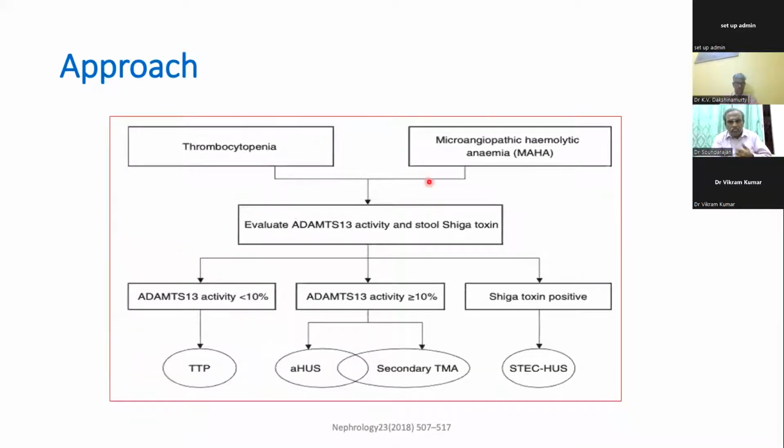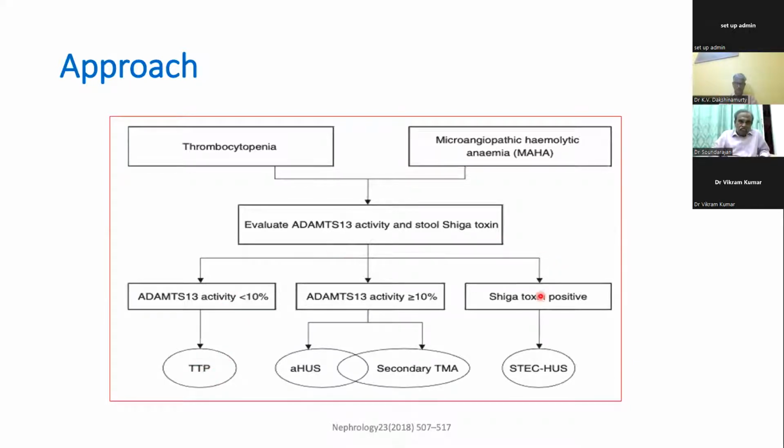So once these two conditions are met, we have to look for ADAMTS13 activity and Shiga toxin in the stool. ADAMTS13 level is often not available in various settings, sometimes even in tertiary care centers. So I suggest looking at the bedside scores, that is, the PLASMIC score or the French TMA score. If that is positive and the clinical setting is appropriate, we can order ADAMTS13 activity, and if it is positive, then we can label the patient as TTP.